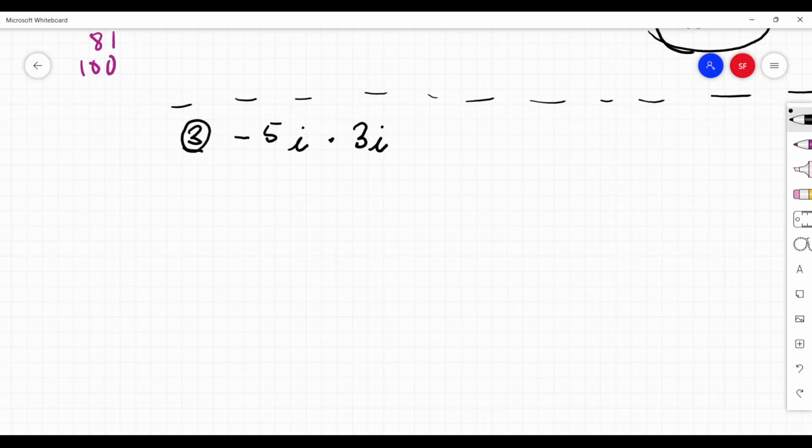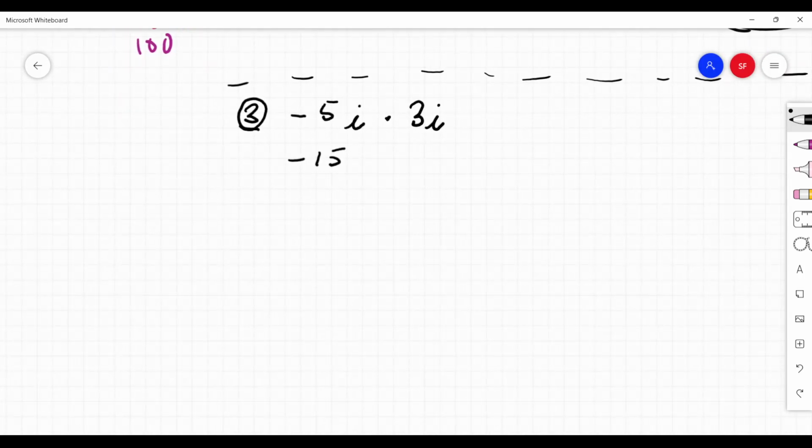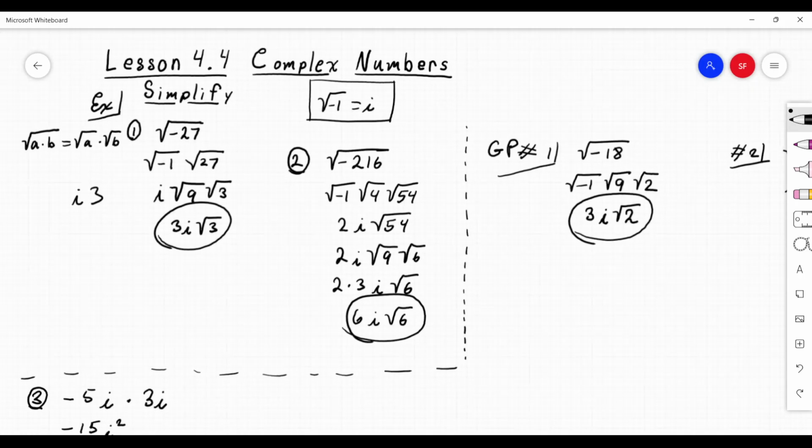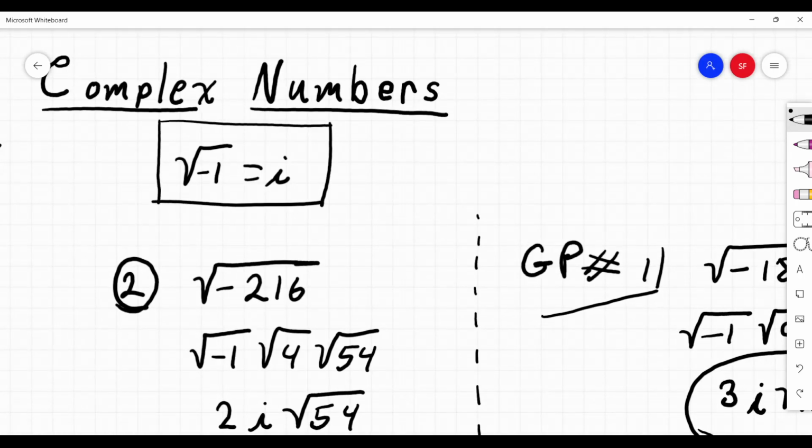Okay. All right. What's negative 5 times 3? Negative 5 times 3 would be negative 15. What's i times i? It's not 2i, it is i squared. And from back in our notes from Unit 0, we know that i squared is negative 1.